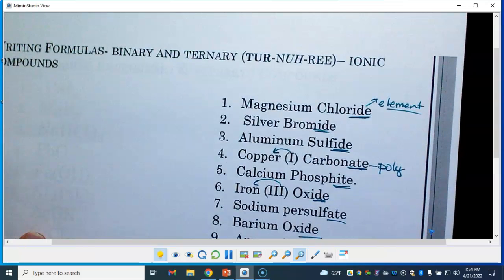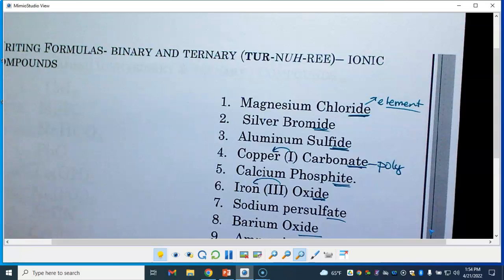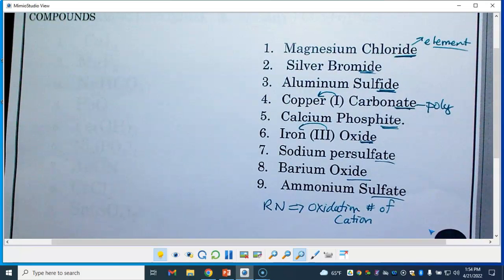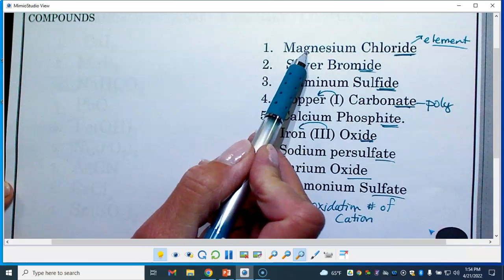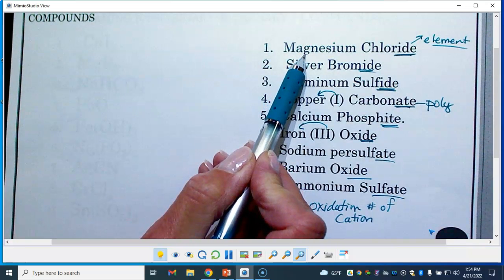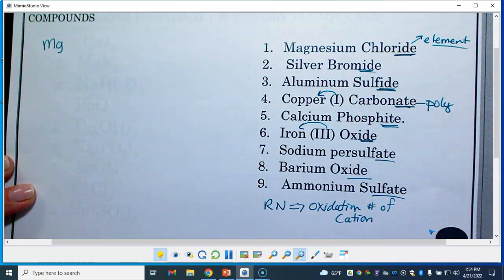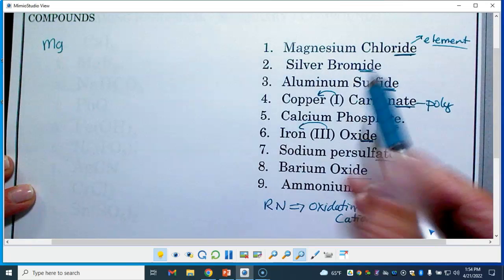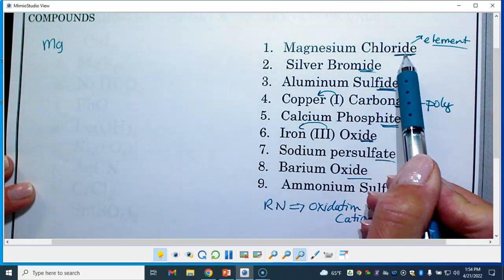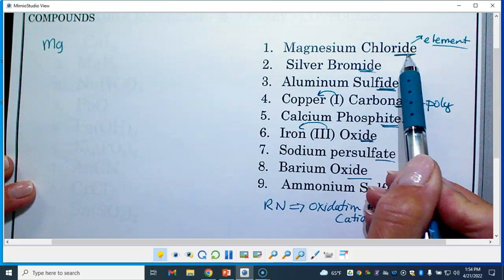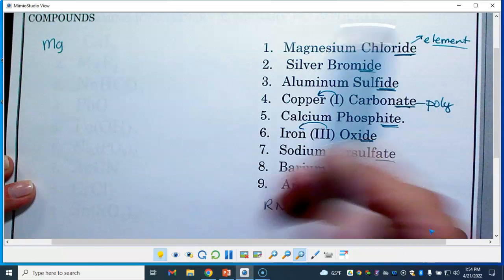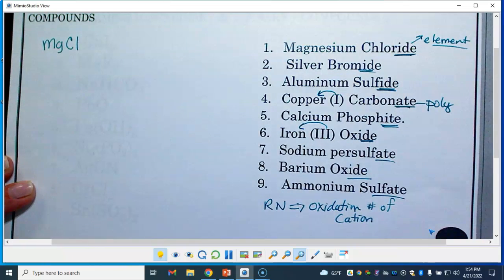So, like it says right here, we're writing formulas for binary and ternary ionic compounds. This is the first thing you're going to do. You're going to take a look at your cation, and you are going to write the symbol of the cation. And then you're going to take a look at your anion. In this case, they're both elements. Chloride is going to be chlorine. So I'm going to write the symbol of my anion right next to it. So right now I've got MgCl. Now I'm going to assign oxidation numbers.